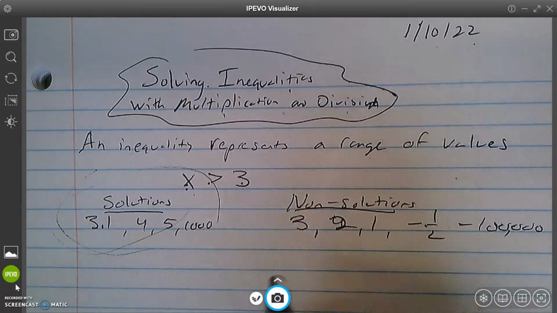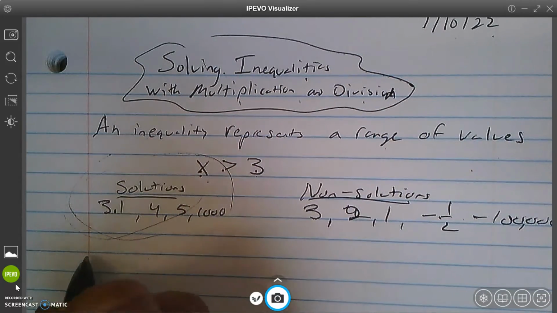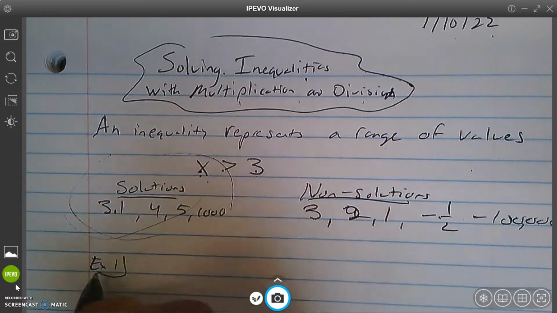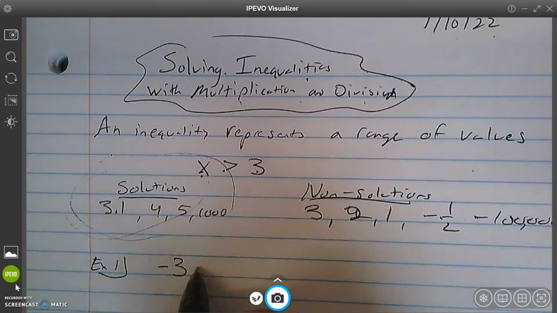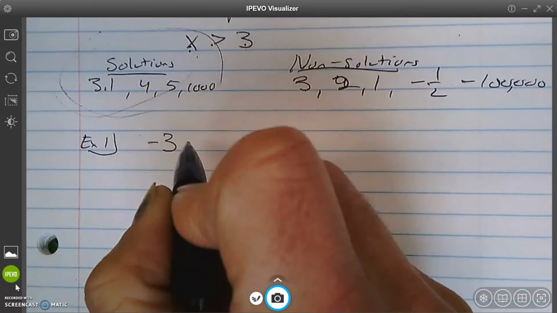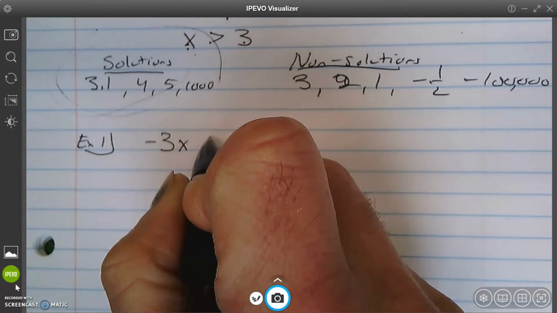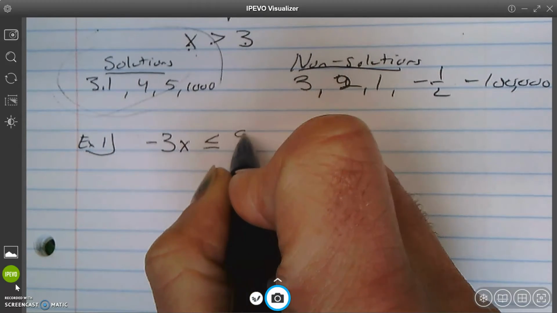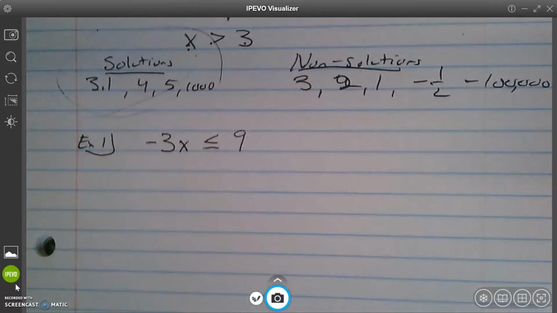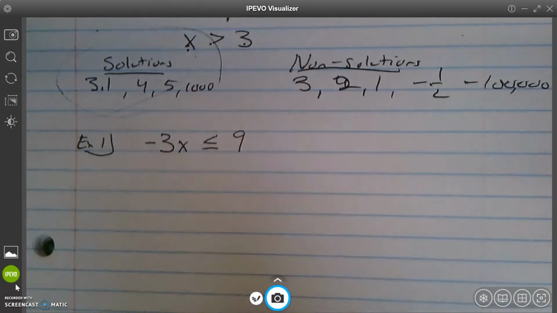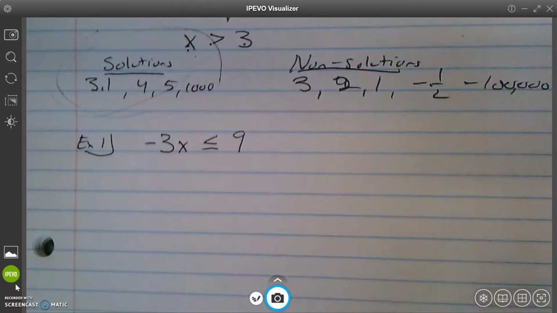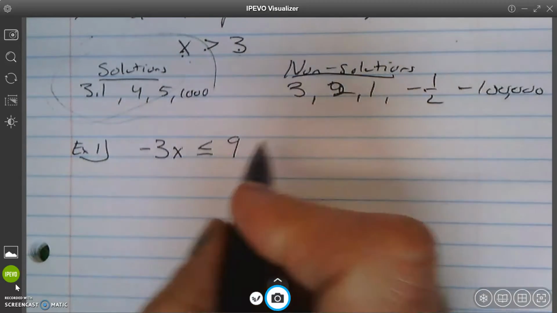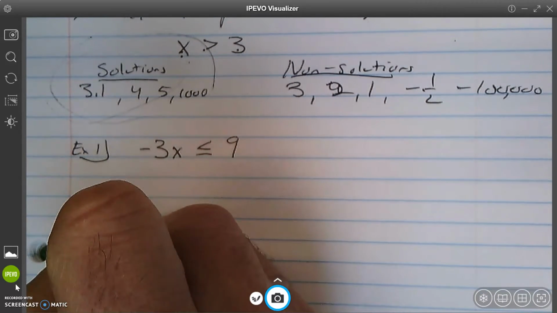Okay. So let's look at this problem. Negative 3 times a number is less than or equal to 9. Okay. Negative 3 times the number is less than or equal to 9. All right, so let's talk about this one first. So let's just make up a true statement like this.